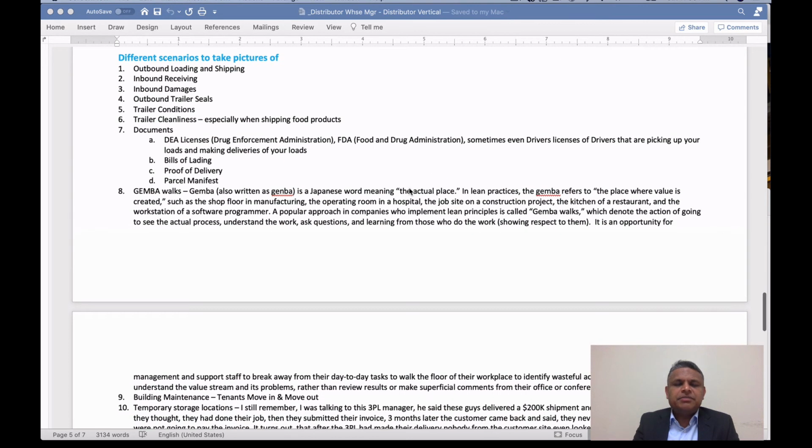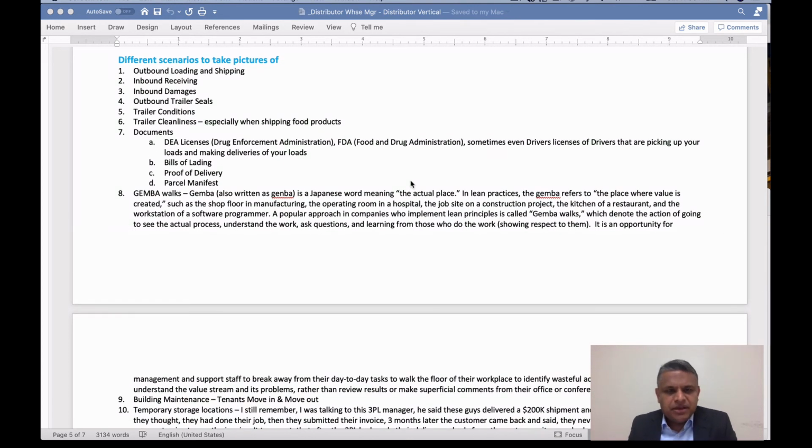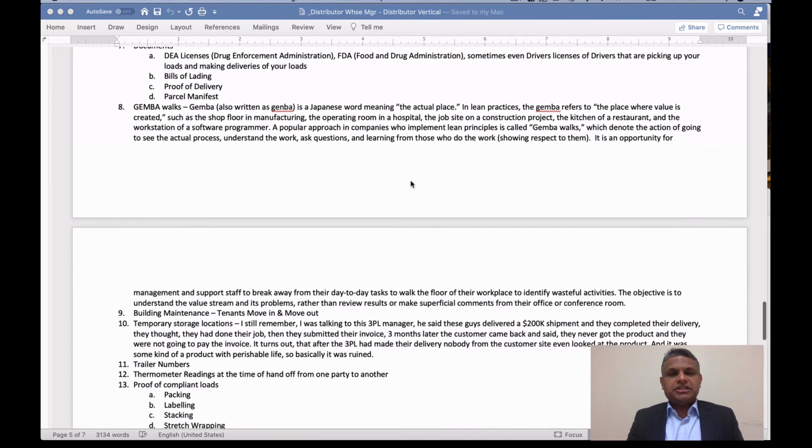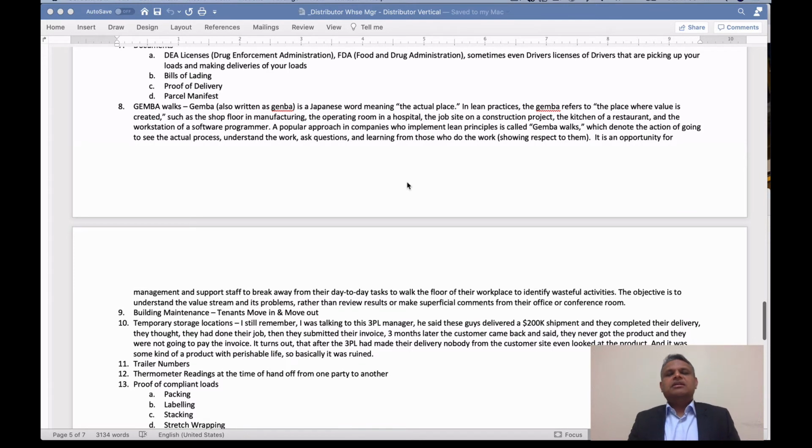Different scenarios to take pictures of: outbound loading and shipping, inbound receiving, inbound damages, outbound trailer seals, and if there is an FTL scenario, trailer conditions, trailer cleanliness, especially when shipping food products, right? And then even documents when shipping controlled substances, right? DEA, Drug Enforcement Administration license, Food and Drug Administration approval. Sometimes even driver's licenses of drivers that are picking up the loads, right? Bills of lading, proof of delivery, partial manifest, Gemba walk.